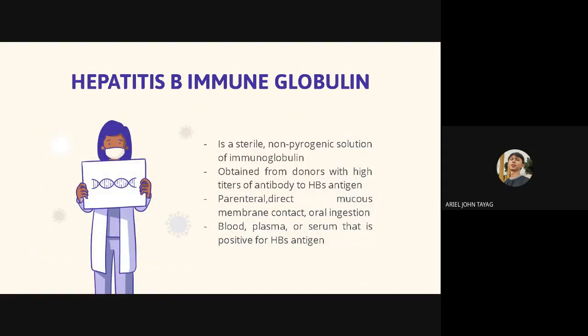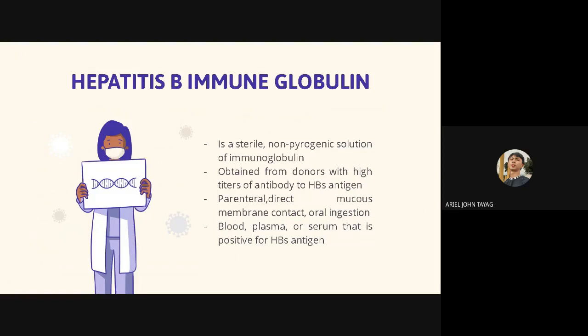So we have the hepatitis B immune globulin. As said earlier, hepatitis B is spread when blood, semen, or other body fluid infected with the hepatitis B virus enters the body of someone who is not infected. People can become infected with the virus from birth, for example, it is spread from an infected mother to her baby during birth, or through sex with an infected partner.